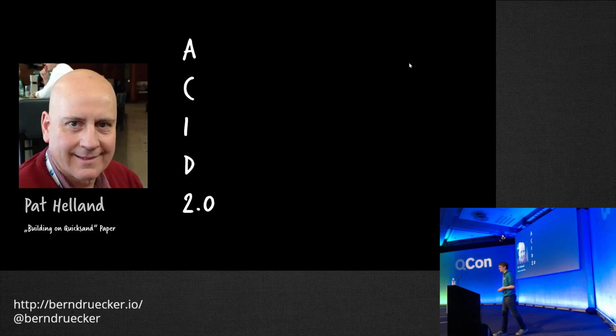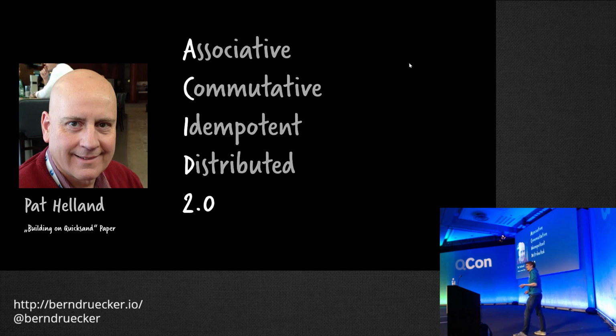Pat Helland named that a bit better. I think he's a better marketing guy. So he named it ACID 2.0. Basically comparable to BASE. But he said we have to do ACID 2.0. At that time, 2.0 was in vogue. Now it would be ACID 4.0 or something like that. And he said we have to do programs that are associative and commutative.